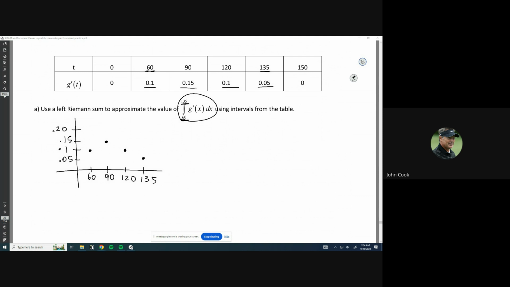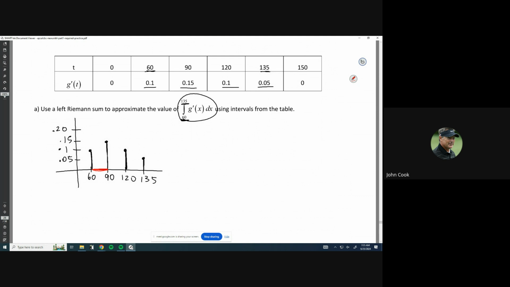Okay, so left Riemann sum. To do this, we only have these coordinates to work on. So we're going to break it up into these intervals here. From 60 to 90, that's going to be one interval for a left Riemann sum. From 90 to 120, and then from 120 to 135. So we're going to make our rectangles from this, and using a left Riemann sum, we're going to use the left endpoint for each interval.